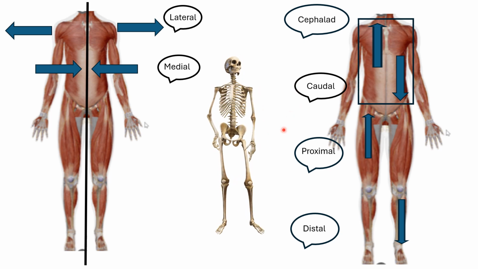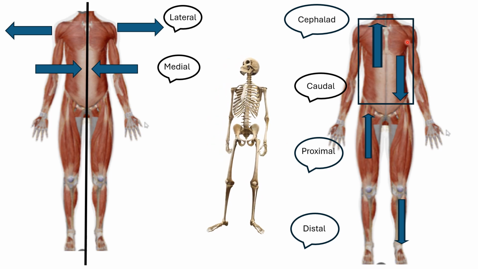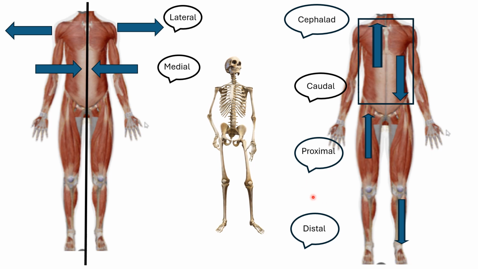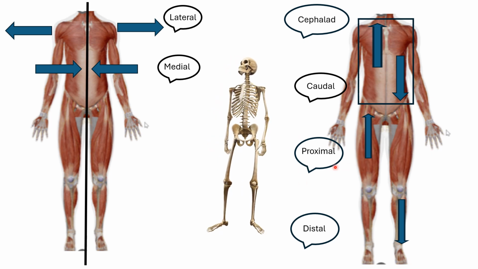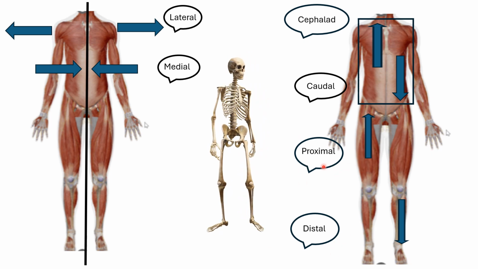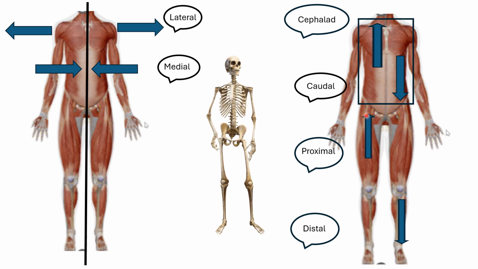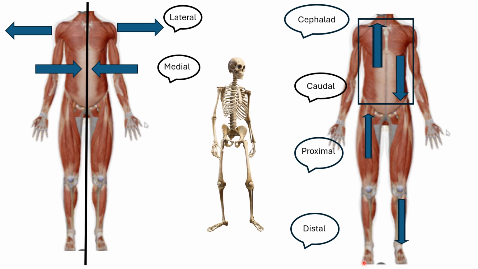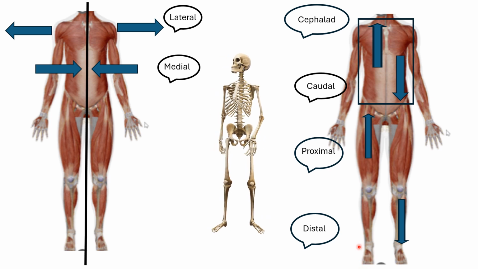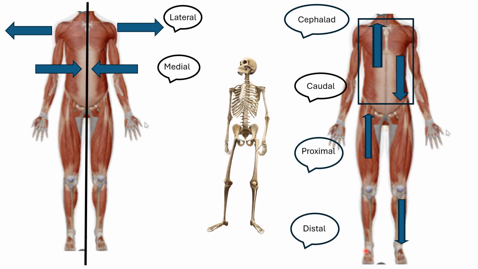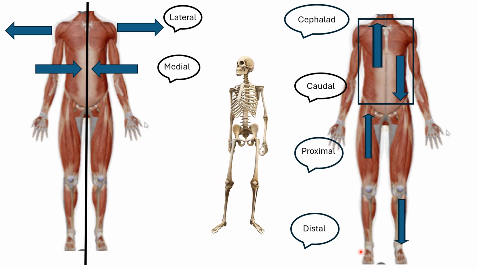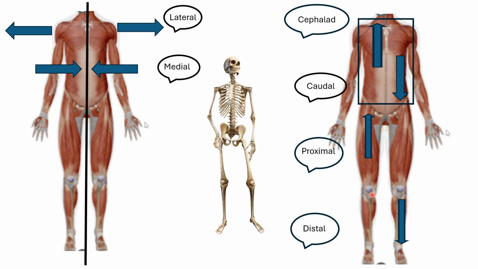When we're referring to extremities, whether upper or lower extremities, we need to use the terms proximal and distal. Proximal means closer to the trunk. Distal means further away from the trunk. For example, the ankle is further away from the trunk than the knee, so the way we would express this is that the ankle is distal to the knee.